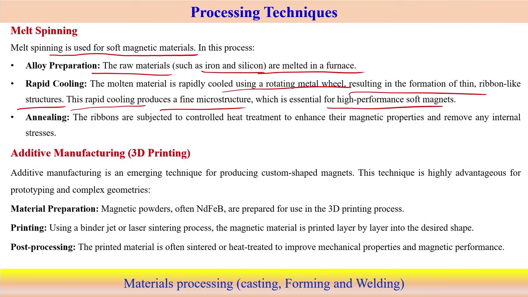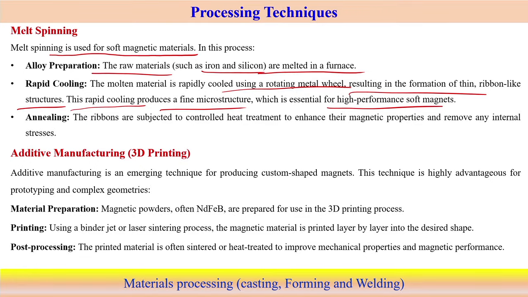That means the maximum magnetizing effect is possible by following the fine microstructure even in the case of soft magnetic material. Once rapid cooling is done, you follow the annealing operation. The ribbons are subjected to a controlled heat treatment process to enhance their magnetic properties and of course remove any internal stresses associated with the melt spinning operation. So these are the basic steps associated with the soft magnetic material.